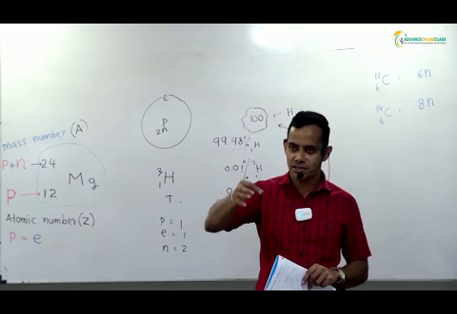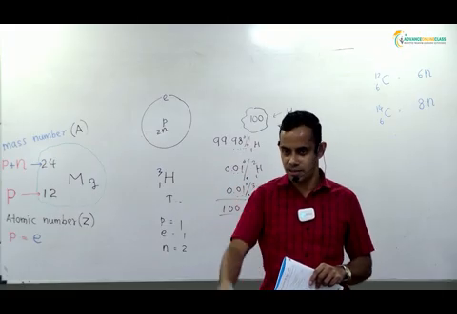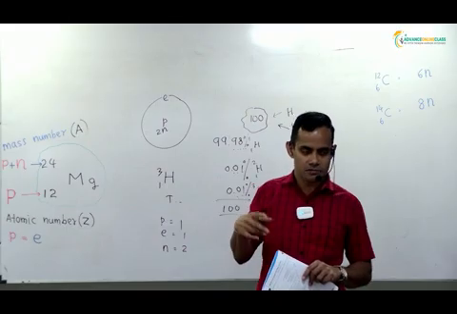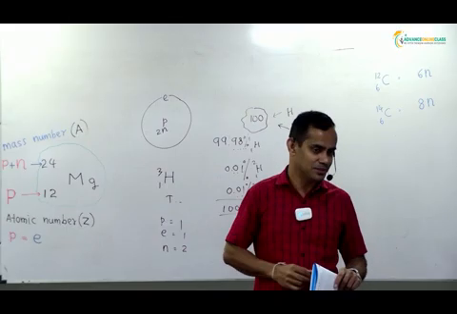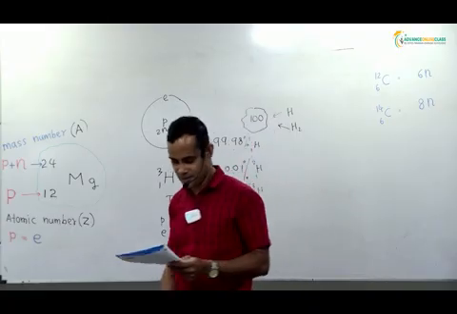Which one of the isotopes given below is most abundant? H-1, H-2, H-3, H-4. H-1 is the most abundant.